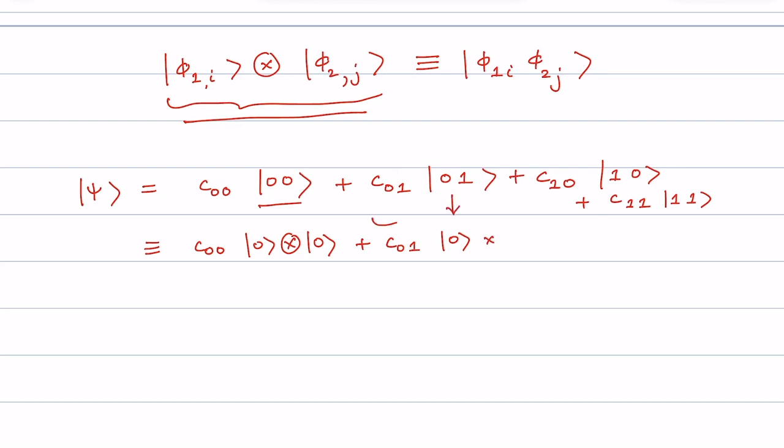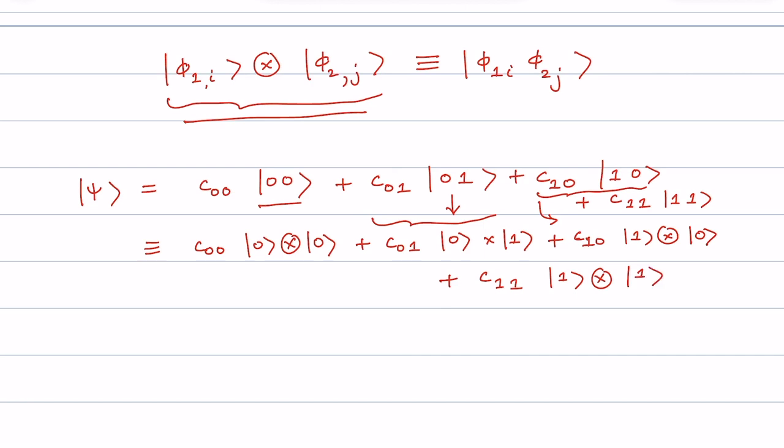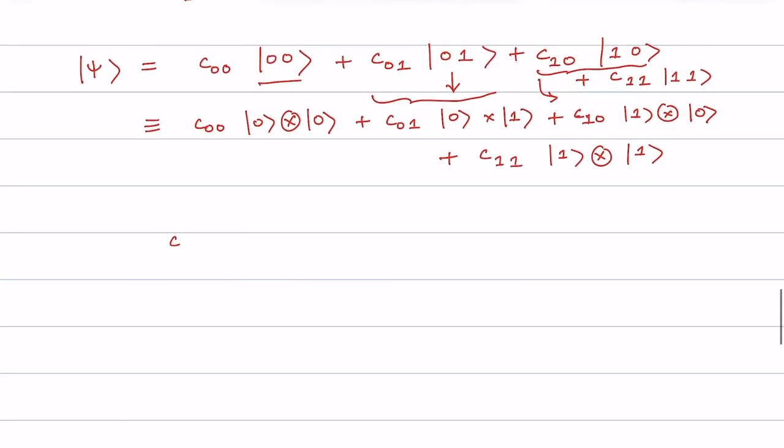ket 11. Or if I write it in the long notation, this would be the direct product of ket 0, ket 1, and so on. Let me write it completely. So it is the direct product of ket 1, ket 0, and the last term would be c11, direct product of ket 1 and ket 1, right? Also, don't fail to see that these coefficients have to satisfy this particular equation. If you add up the modulus square of all their amplitudes, that has to be equal to 1. This condition has to be satisfied.